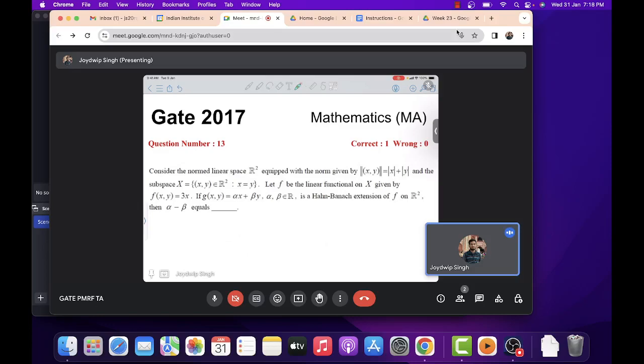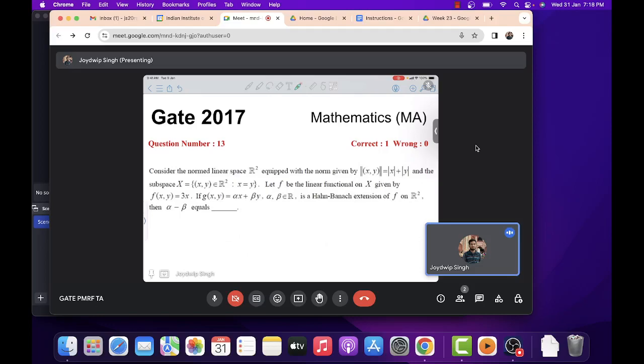Okay, so let's start. Today we'll solve a GATE 2017 question. This is a question from functional analysis. It is question number 13.